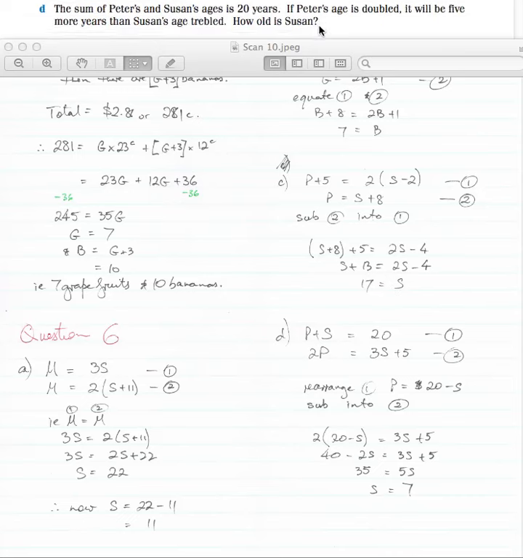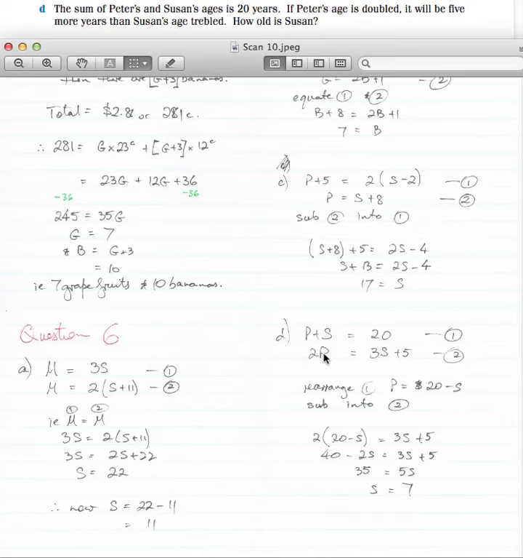Last one. The sum of Peter's and Susan's ages is 20. There's the sum, 20. If Peter's age is doubled, so let's double Peter's age, it will be 5 more years than Susan's age trebled. Okay, so here is her age trebled, and here's 5 more. Okay, if Peter's age is doubled, there's 2P, it will be 5 more than the trebled value.